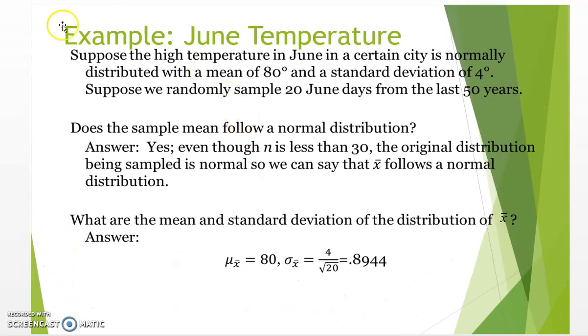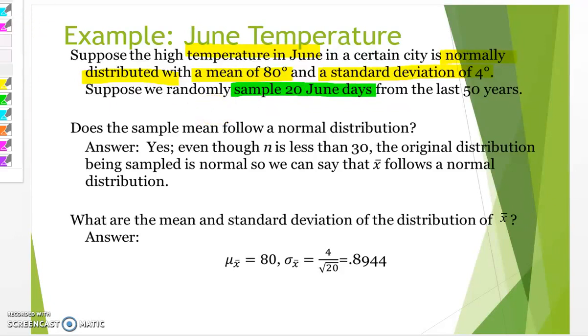So next question is about June temperature that we used before. All right, so the temperature in June is still normally distributed with a mean of 80 degrees and standard deviation of 4 degrees. And this time we are randomly selecting a sample of 20 June days from the last 50 years. We have a few questions here.